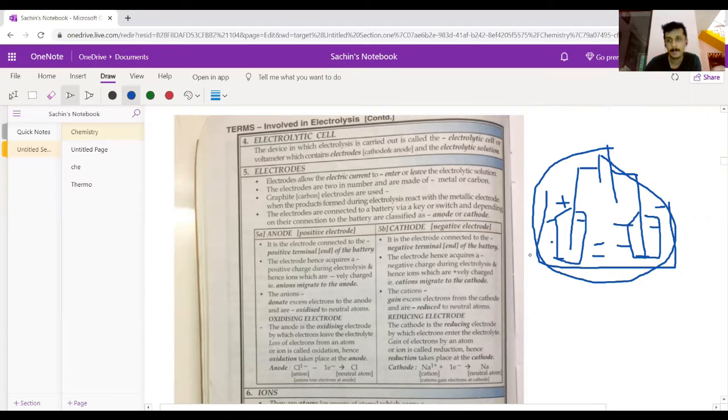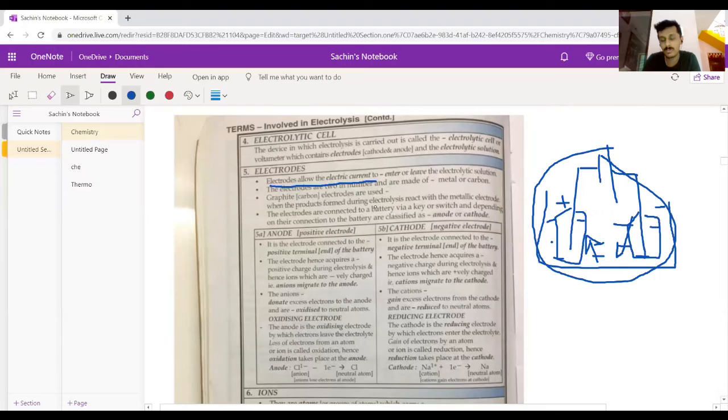Electrodes are the ones from which the electric current enters. We are passing electric current to the solution, but from where does it enter? It enters from the cathode and anode. At one place it enters, and here it leaves. It flows through and completes the circuit. Hence, we have a flow of electricity. This is the definition: an electrode allows the electric current to enter and leave.